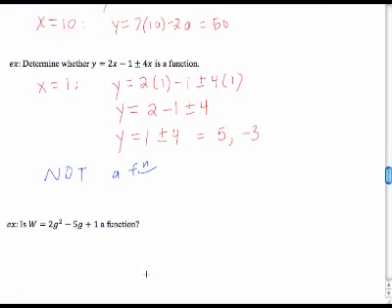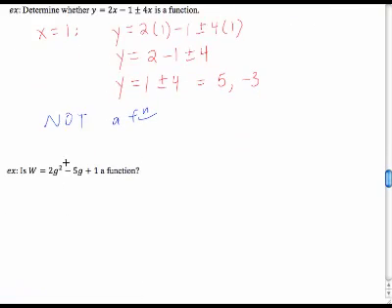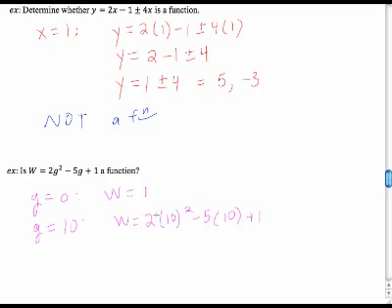This equation right here, w equals 2g squared minus 5g plus 1. If you plug in any g, just pick a random g, let's plug in g equals 0, you get a single w. If you plug in g is 10, you get a single value, right? 2 times 10 squared minus 5 times 10. It doesn't matter what it is. It's a single number. So this one is a function.